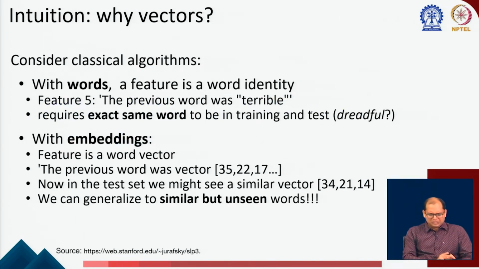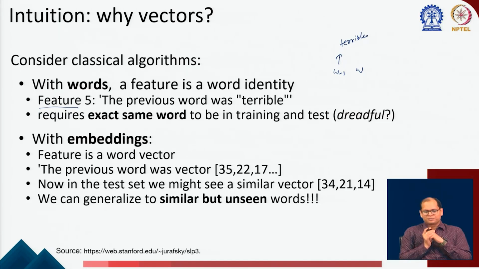Now, the question may arise: why do we need vectors? Why do you want to use vectors? Think about some classical machine learning algorithms. What would you do? You would typically encode various features that you want to use. For example, one of the features is that the previous word was terrible. Suppose you are doing named entity recognition for a word, and your feature is that the previous word is terrible.